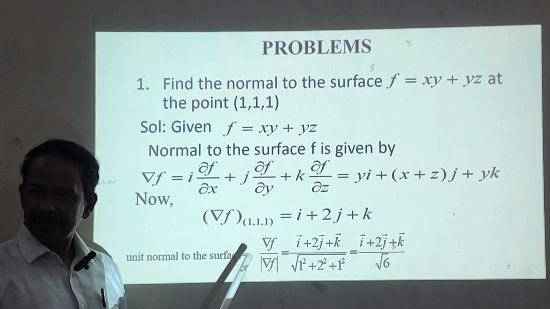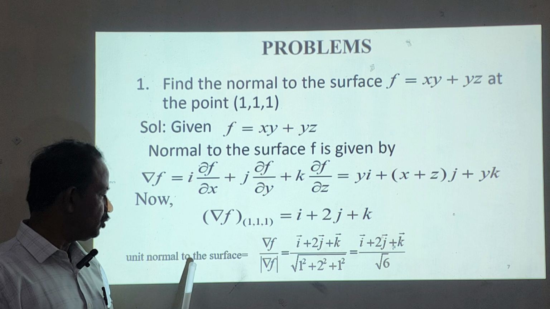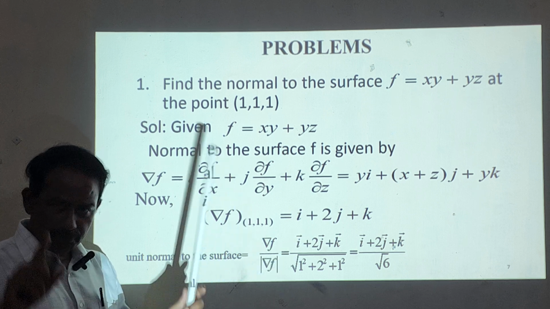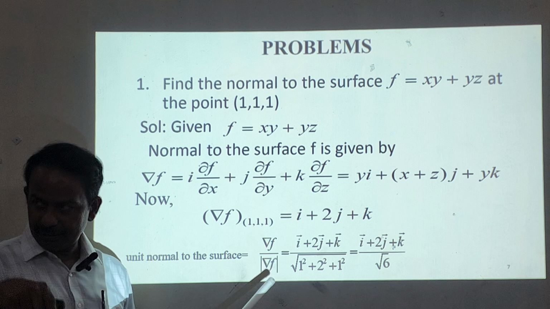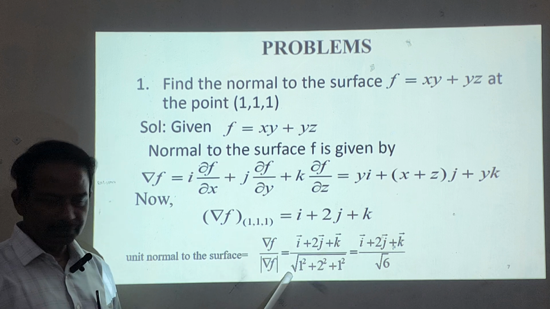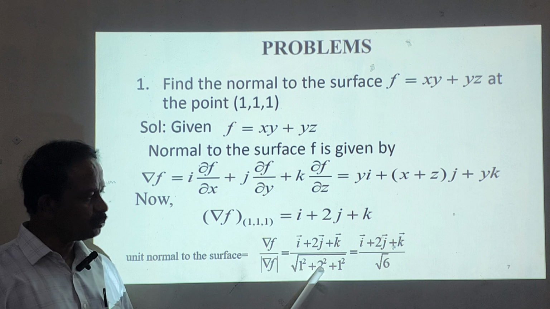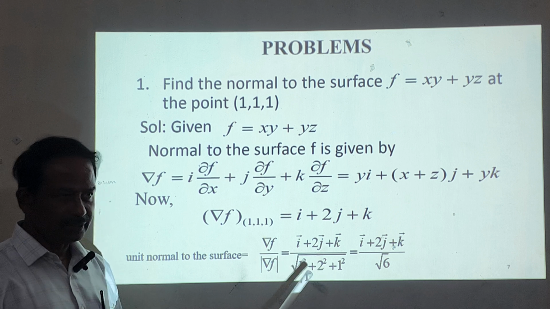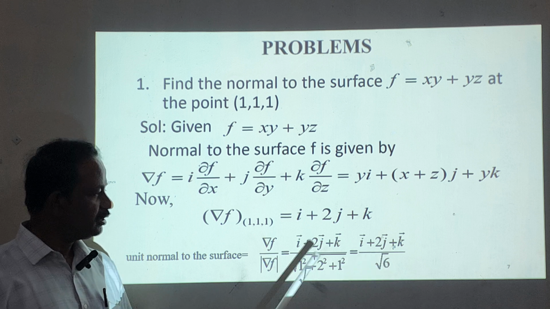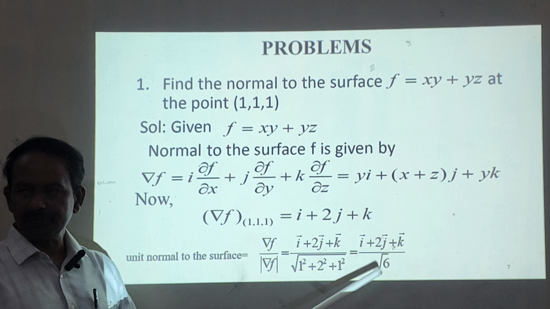Now del f divided by mod del f will give you the unit normal to the surface. So this is your del f, and mod del f will give you the root of the sum of the squares of each component. That will give you 1 square plus 2 square plus 1 square. 2 square is nothing but 4, 4 plus 1 is 5, 5 plus 1 is 6, so root 6. So this is your unit normal to the surface.